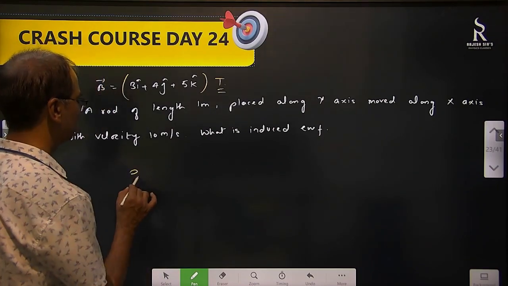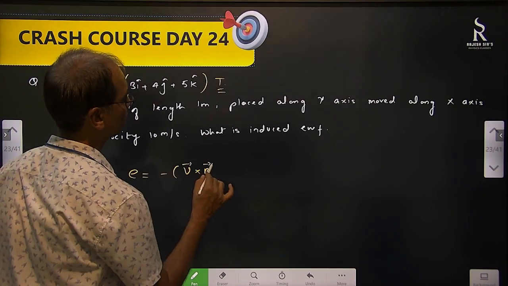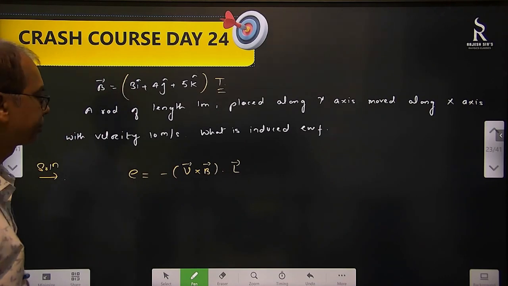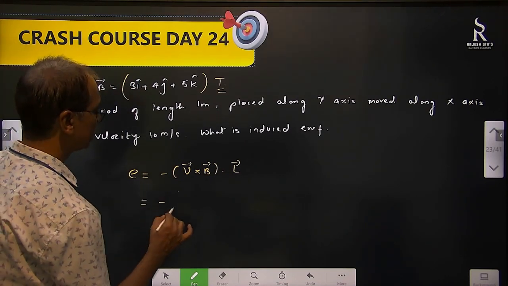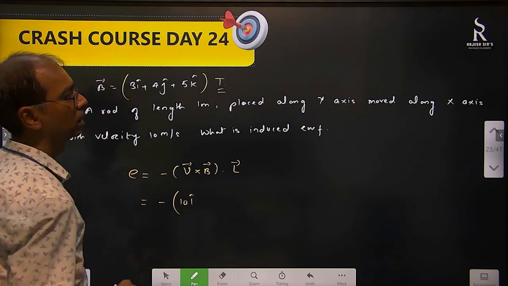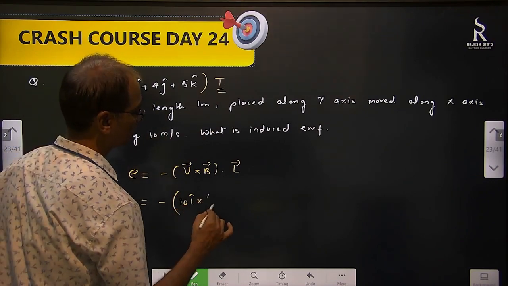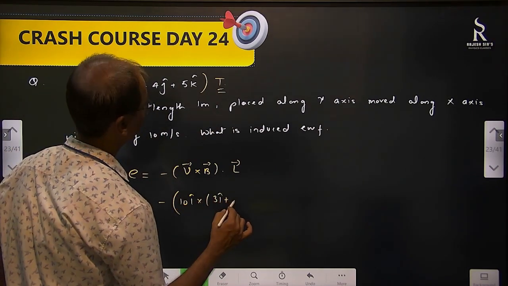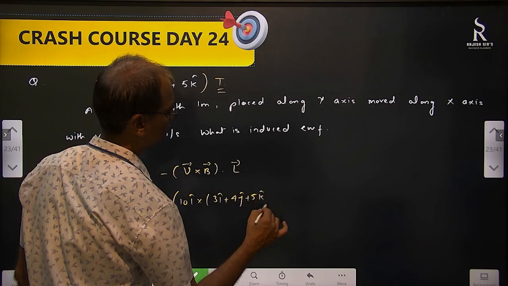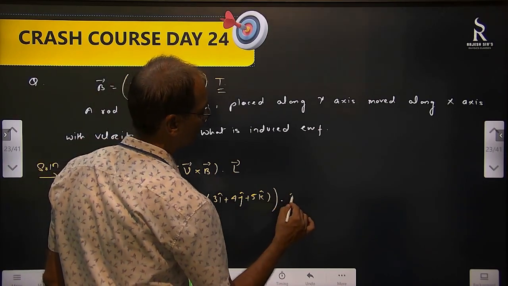Vector form means minus V cross B dot length. So V is what? 10 I cap, along the x-axis. B is this: 3I plus 4J plus 5K. Then the length is along the y-axis, so J cap.